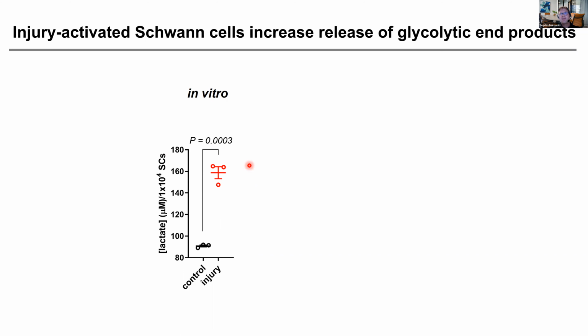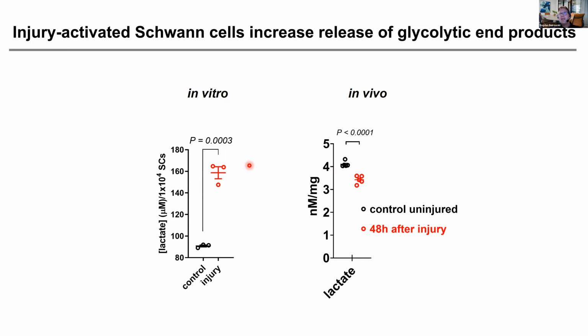However, this was a little bit surprising when we looked into injured nerves, but this supports very much our model that this lactate is consumed. We found a totally contrasting result. So the lactate was actually not increased in the nerve, it was decreased. And this indicated to us that the lactate secreted from Schwann cells is very quickly consumed by injured axons.